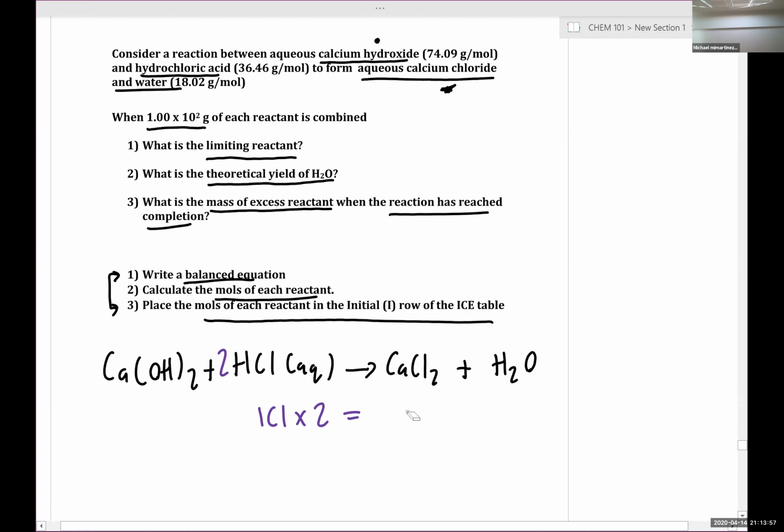Perfect. Okay. Now, taking a look, is there another element that is unbalanced in this equation?